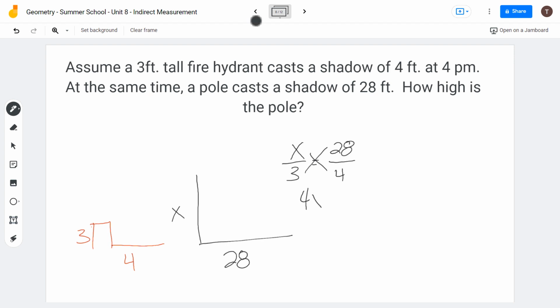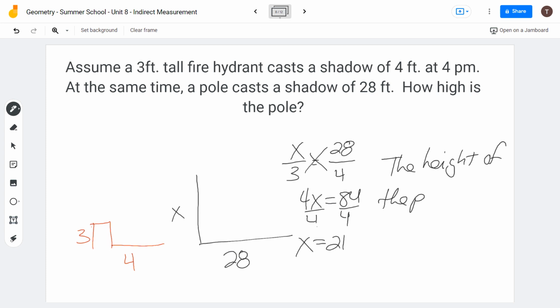So I cross multiply. So 4x, 3 times 28 is 84. I divide by 4, I get x equals 21, which means the height of the pole is 21 feet.